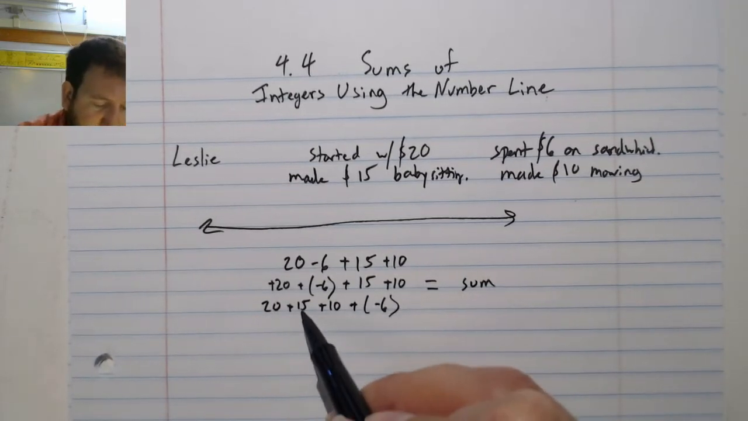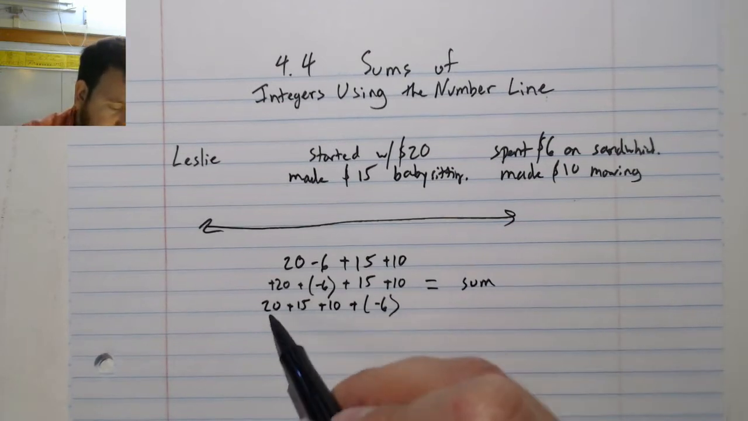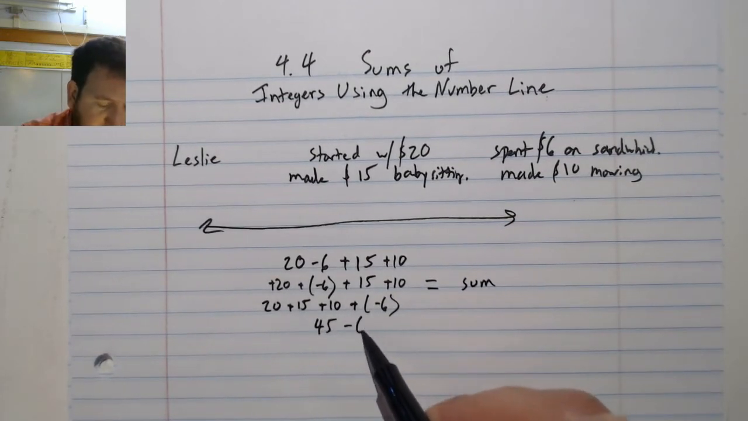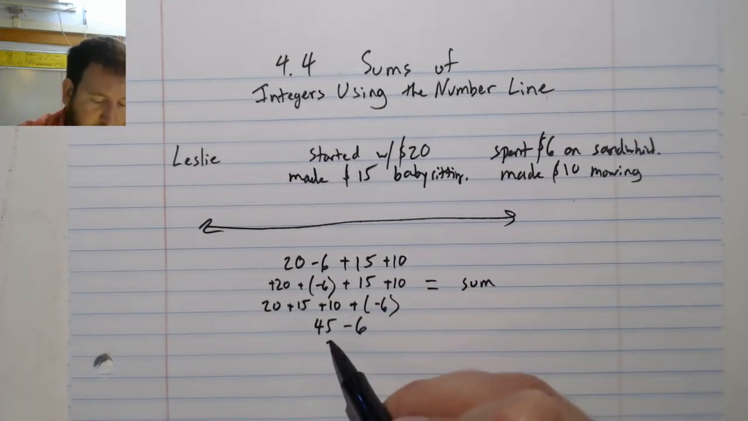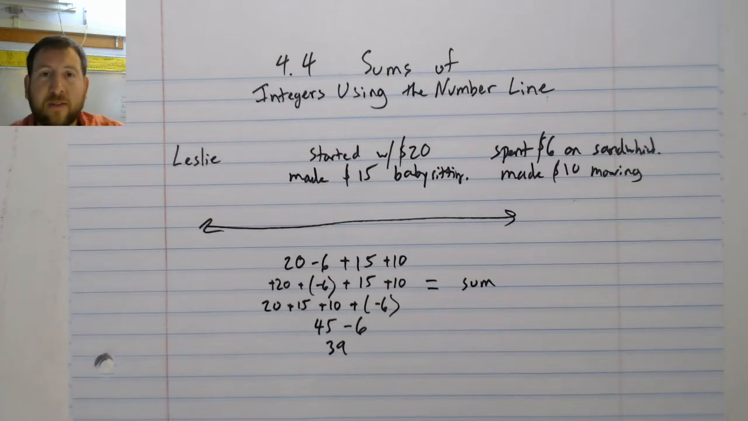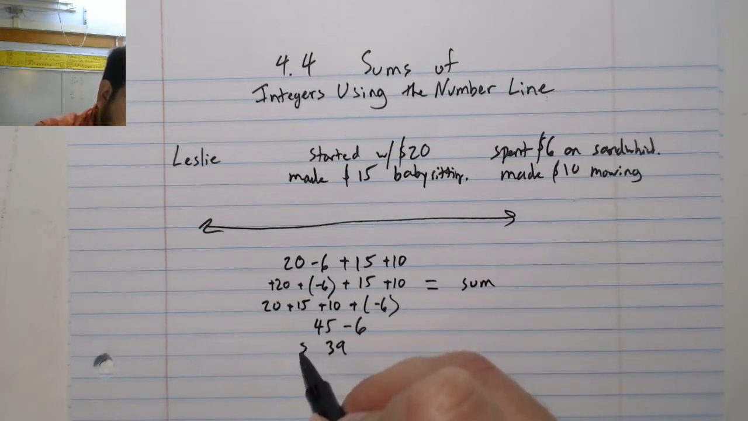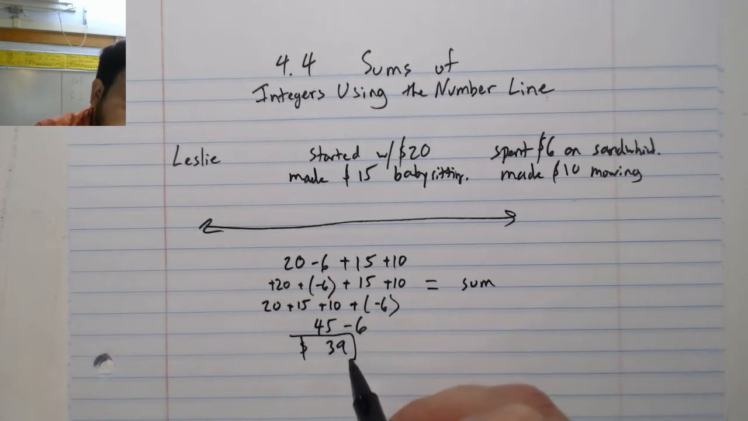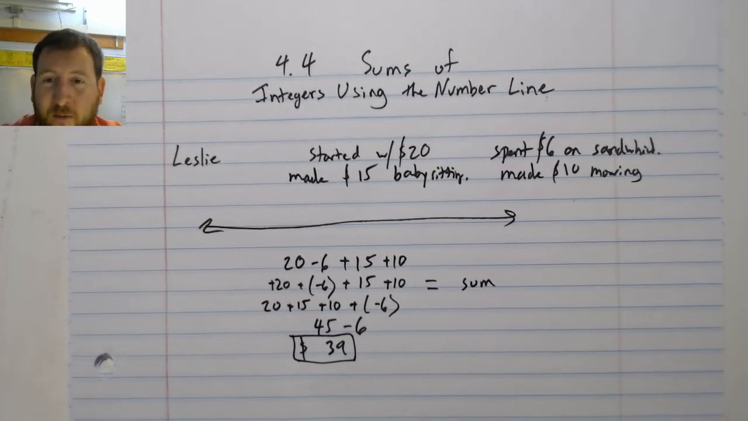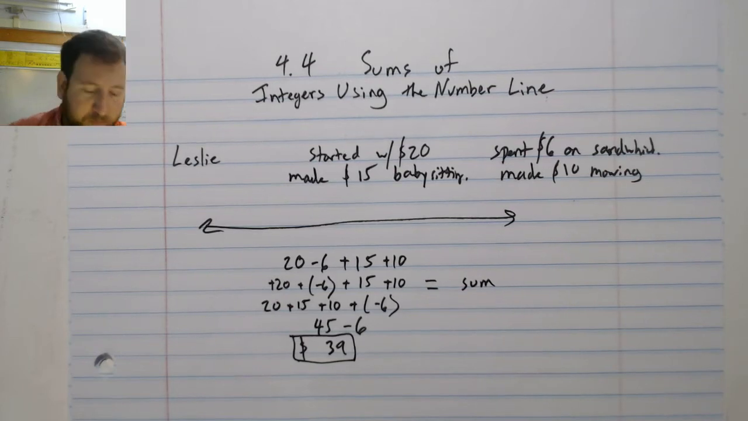So I can do 20 plus 15 is 35, plus another 10 is 45, minus 6, which I know to be 39, right? Because when I'm subtracting, I'm moving left along the number line, and when I'm adding, I move right. And that's going to be the key that we're going to be using. So it looks like Leslie has $39. I hope that's enough to go to the fair. It's a lot of money. I hope she uses it wisely and doesn't spend it all on playing games where she won't win.